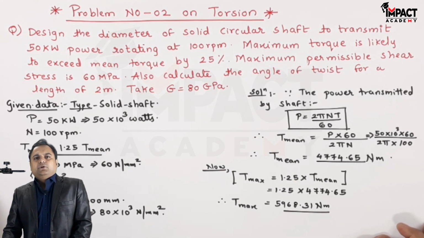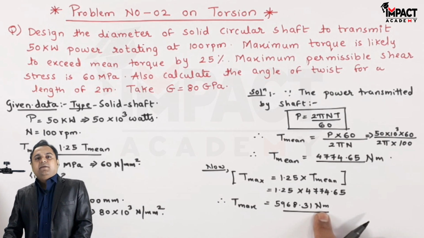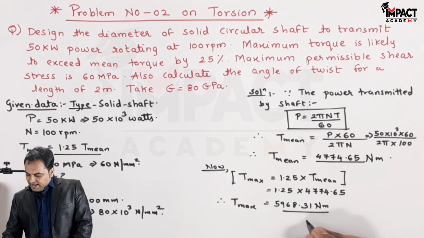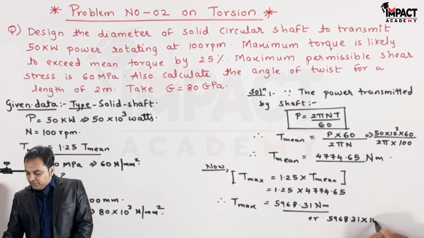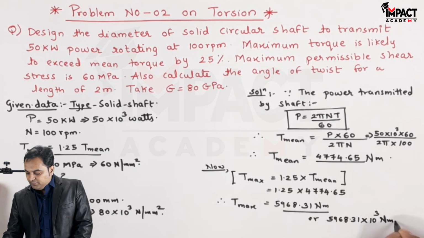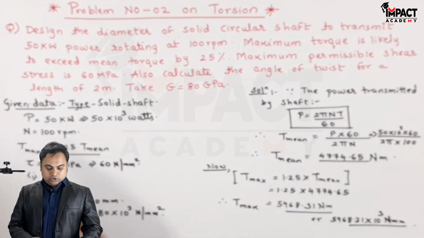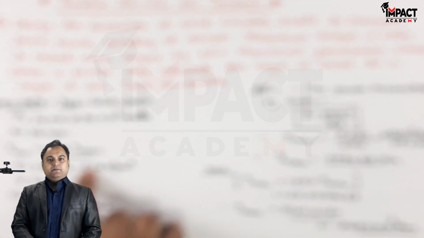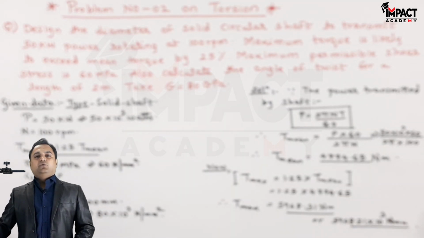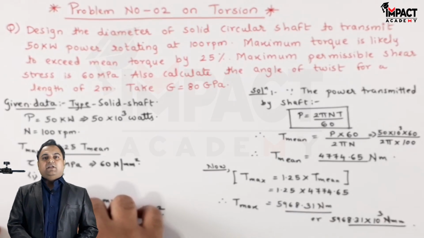And now, as we want the diameter first, and diameter should be in terms of mm, this torque needs to be converted in terms of Newton mm. So to replace meter with mm, multiplying here with 1000, and it gives me the value as 5968.31 into 10 raised to 3 Newton millimeter. So this is the value of torque. Now this torque would be used in the problem, since tau is given and Tmax I have found out, I can simply use the strength criteria to get the value of diameter.